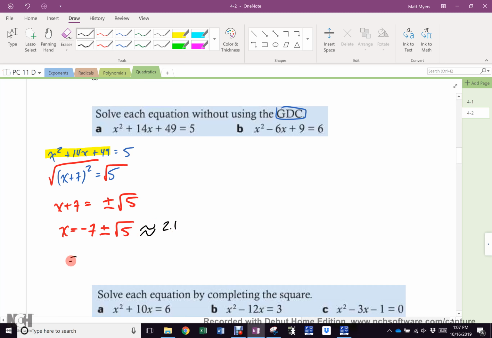So what are our possibilities for x if we needed a real life answer? Negative 7 plus 2.1 or negative 7 minus 2.1. Right? And I would have negative 4.9 and negative 9.1. So the graph would be over here. Is everyone cool? Everyone's cool? Okay. You guys try B.